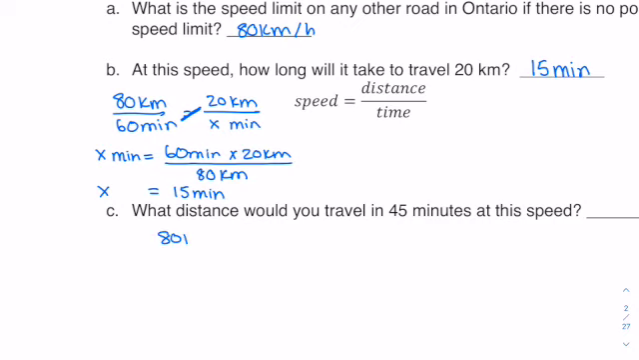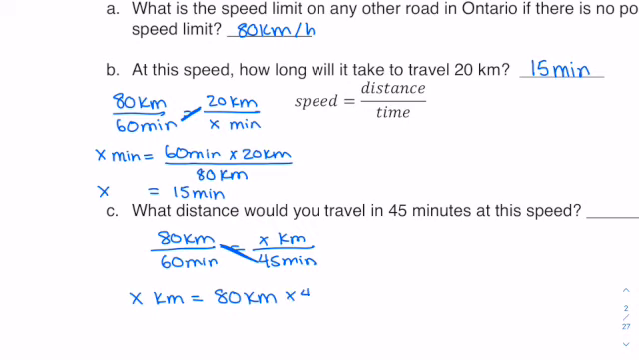So you have 80 kilometers in 60 minutes, an unknown distance in 45 minutes. So these guys get multiplied. And you will travel 60 kilometers.